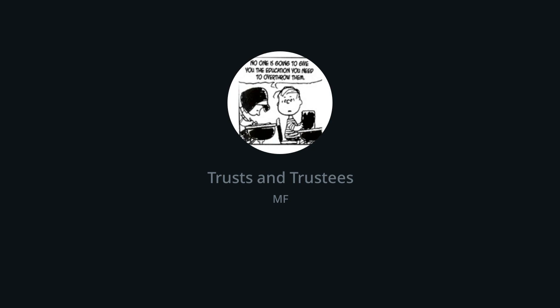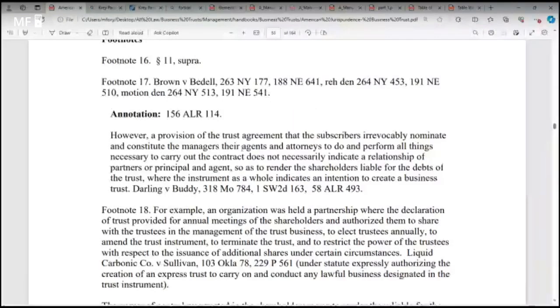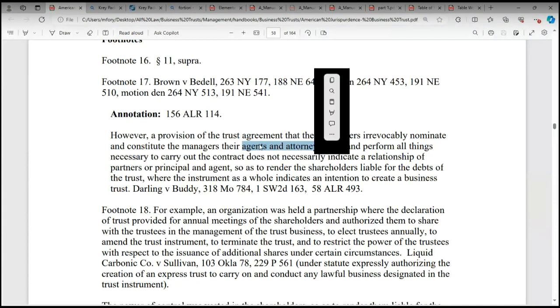It says, for this footnote 17, however, a provision of a trust agreement that the subscribers irrevocably nominate and constitute the managers, their agents, and attorneys, to do and perform all things necessary to carry out the contract does not necessarily indicate a relationship of partnership. And it's because they're their agents and attorneys for their personal self, that they hired them to act as managers, not specifically for the legal licenses or whatever organizations that they are in the capacity for their personal self. They are hiring them as managers.